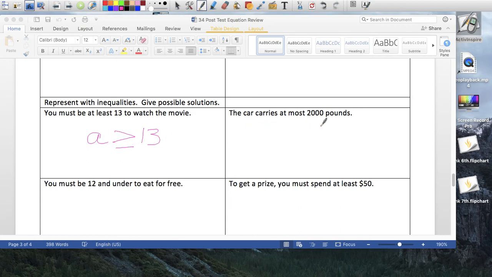The car carries at most 2,000 pounds. El coche puede tener al máximo de 2,000 pounds, libras, okay? Que es como 4,000 kilos. So, el peso máximo del coche es 2,000 pounds.